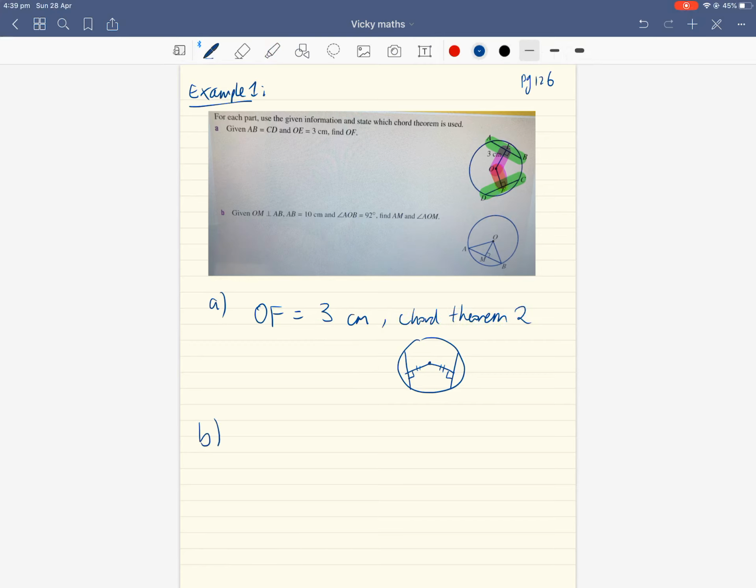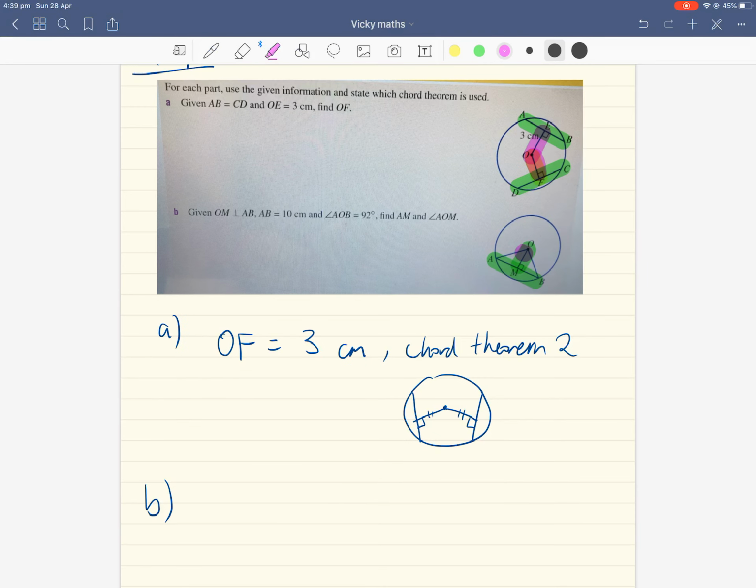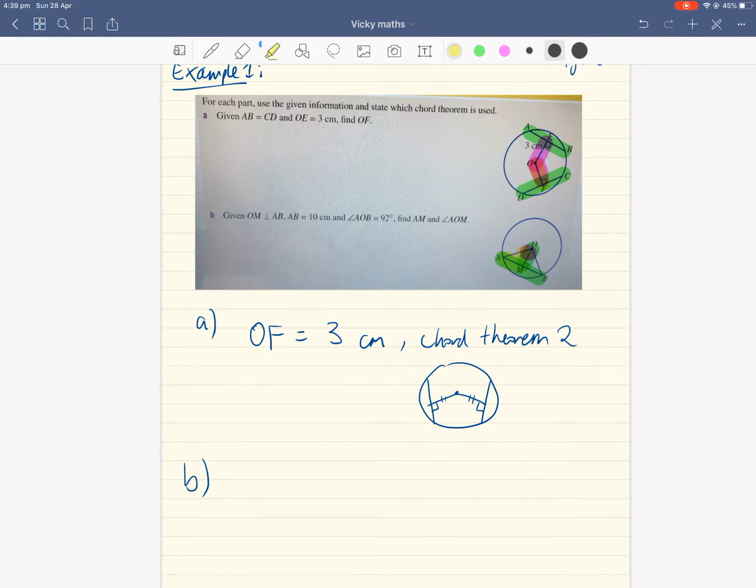Alright, let's do B. B says, we know that OM is perpendicular to AB, and we know that A to B is 10 centimeters. We also know the angle AOB, so this purple angle inside is 92 degrees. What is the distance from A to M, and what is the angle of AOM?